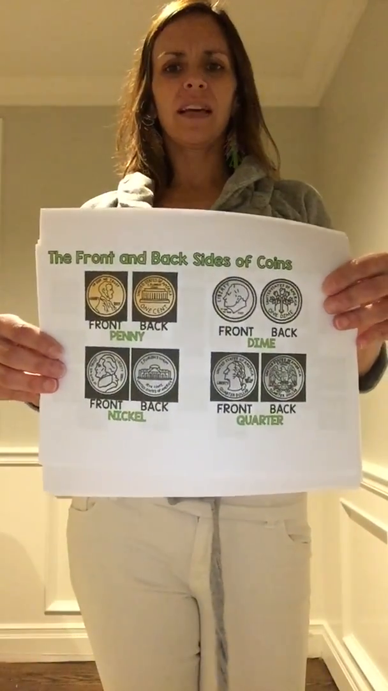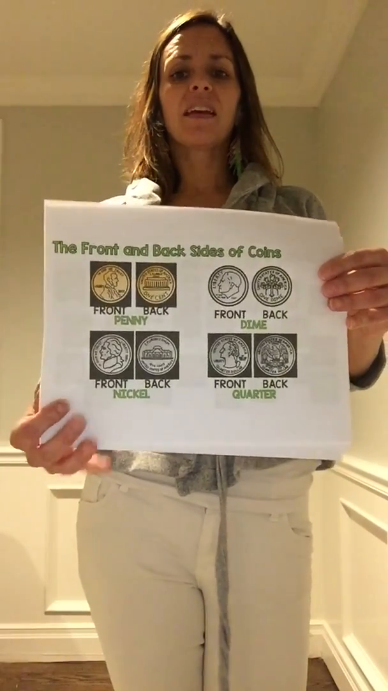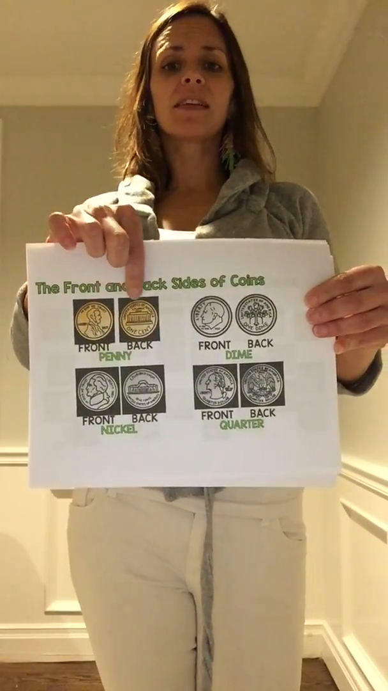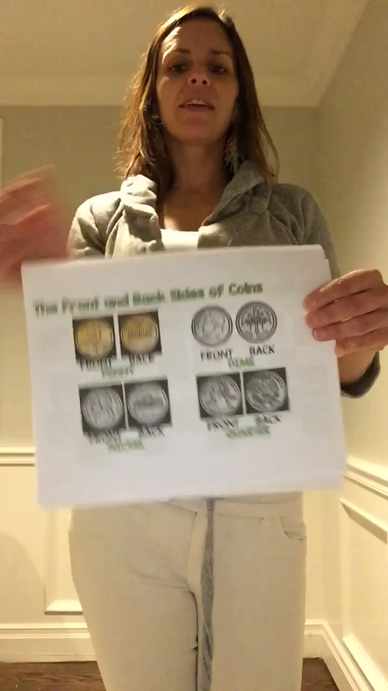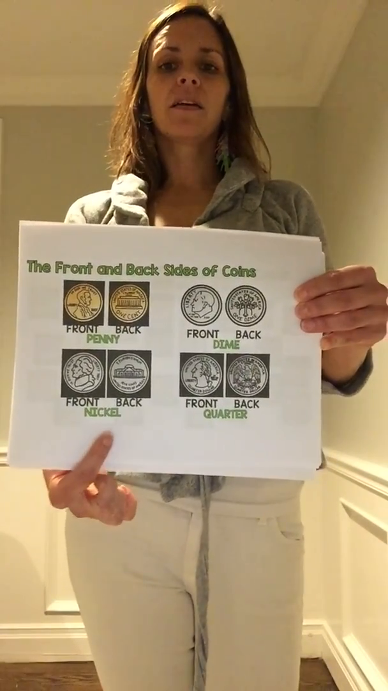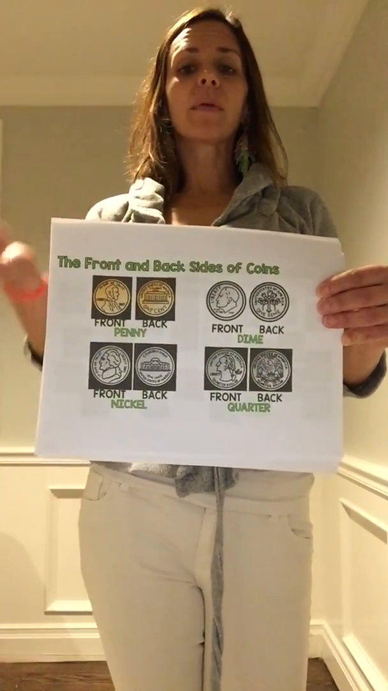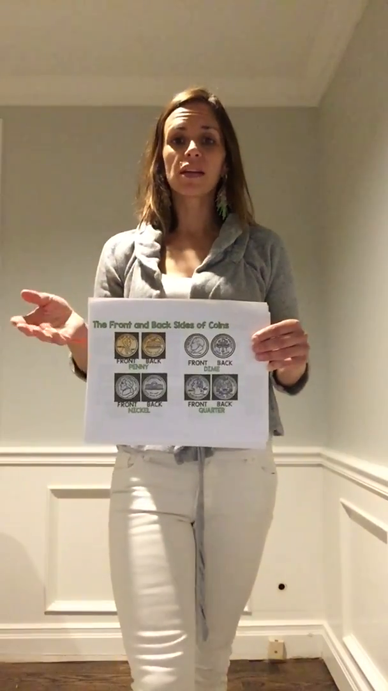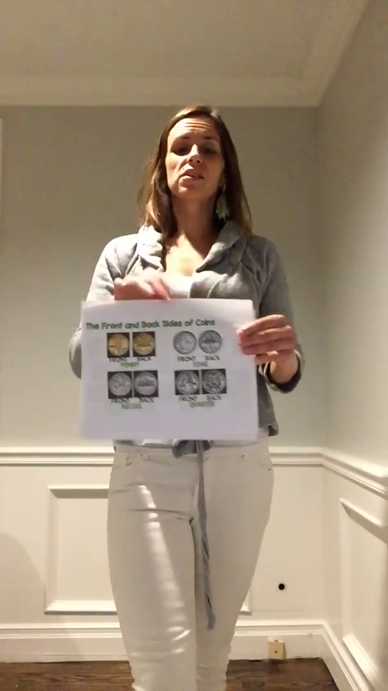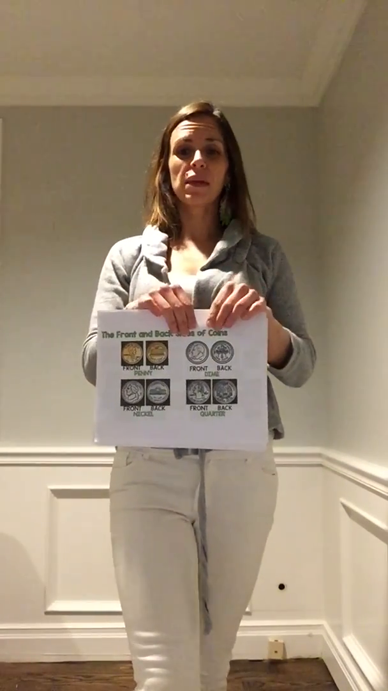So this is what the first page looks like. And it is just showing you what the front and the back of each coin looks like. That way you'll be able to identify what each coin is the way you see it. You don't have to flip it over. You'll know what each side means.